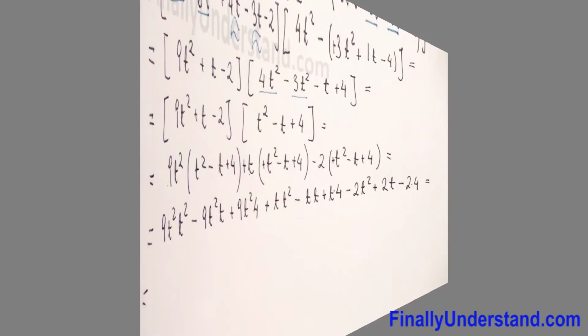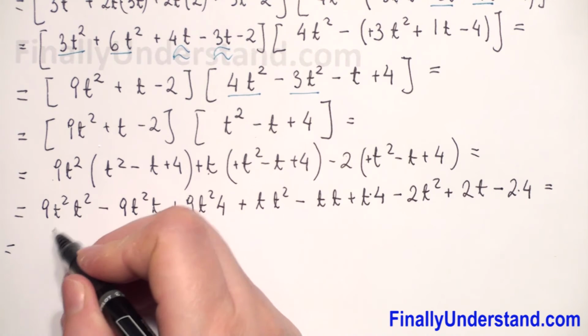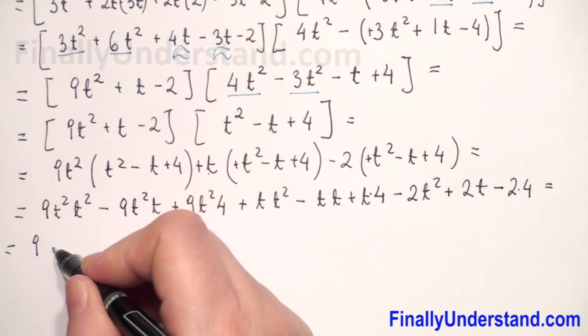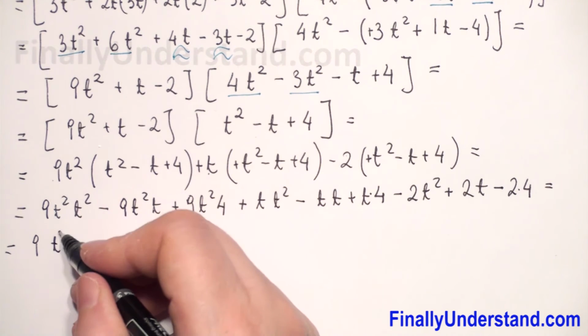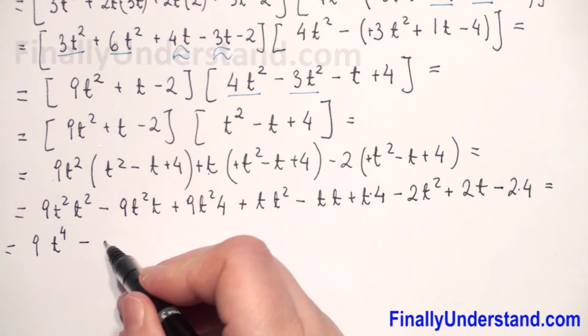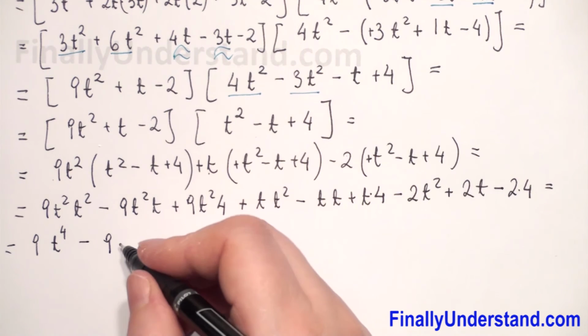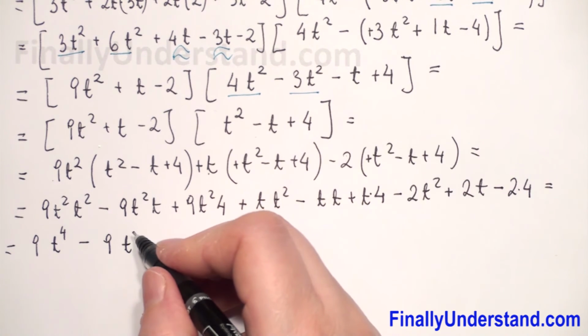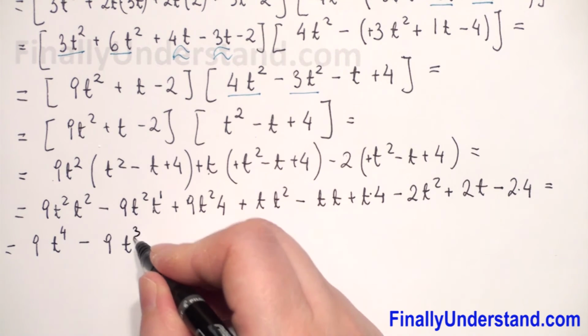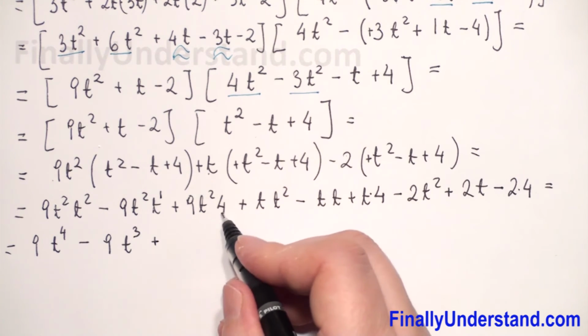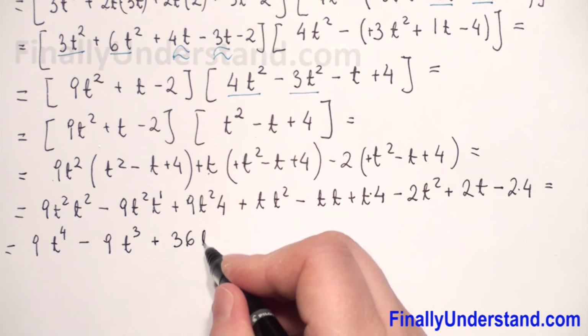Now we have to do the multiplications. 9 we have to copy. We have t squared times t squared. So the base we copy and we add exponents. 2 plus 2 is 4. Next we have to copy 9 and we have t squared times t. So we copy the base and we add exponents. Invisible 1 we have, so 2 plus 1, so this is 3. Plus 9 times 4 is 36t squared.